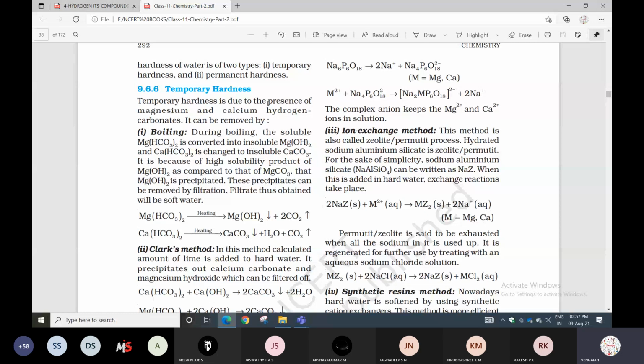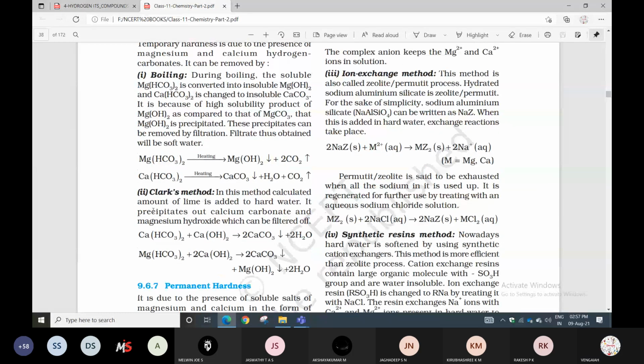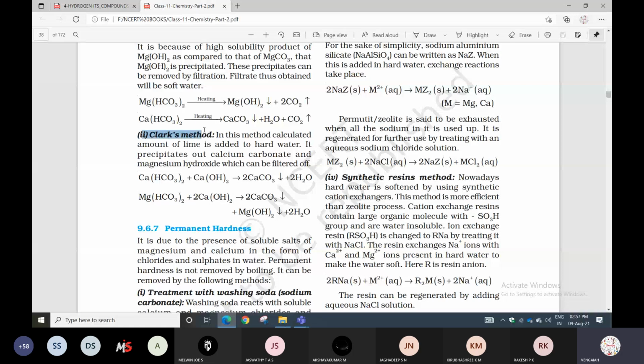Clark's method. In this method, a calculated amount of lime is added to hard water. Lime is nothing but calcium hydroxide. You studied in class 10th: calcium oxide, quicklime; calcium carbonate, limestone; calcium hydroxide, slaked lime. You know all these things. So this is lime water, that is calcium hydroxide. With the help of calcium hydroxide, you can remove the hardness.